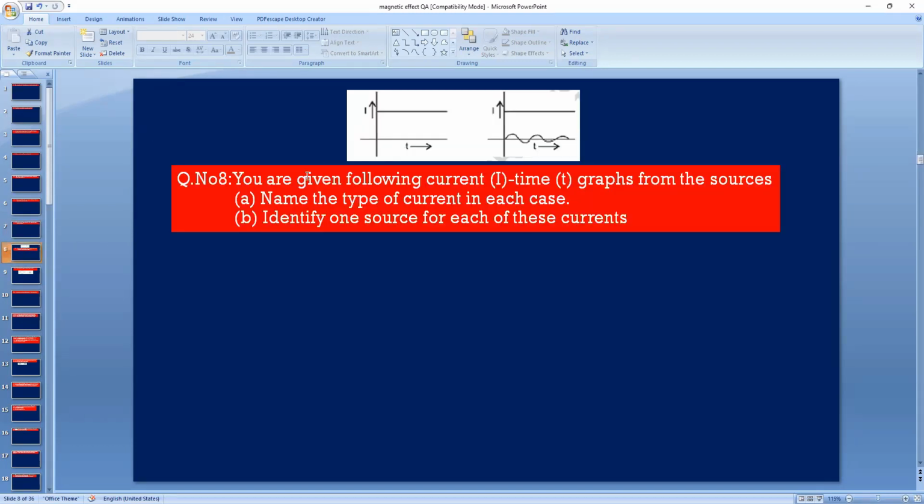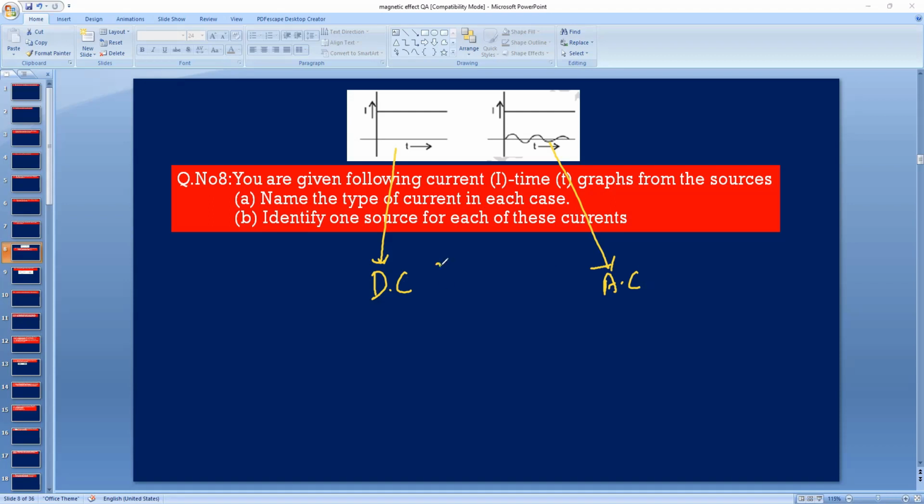Next question. You are given the following current time graphs. Name the type of the current in each case. Once you observe the first diagram, current is parallel to the time axis. Here, current is fluctuating. The first case, we can call it DC current, direct current. Second case, we can call it alternating current, AC current.